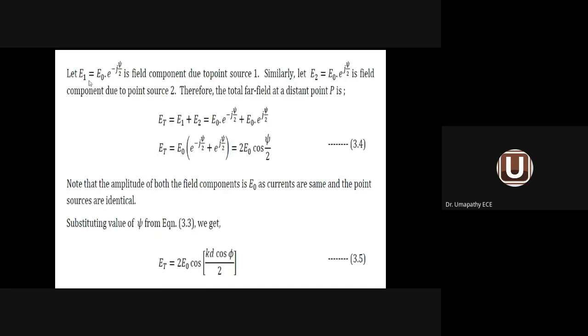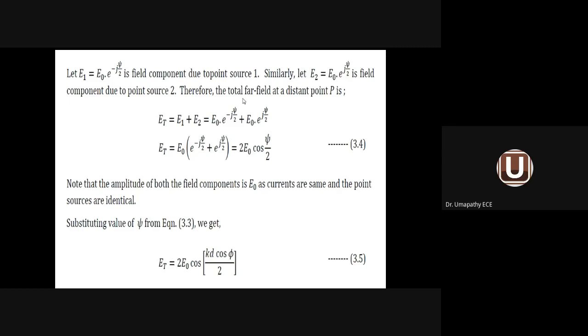Now let us assume E1 is the field strength from the first source and E2 is the field strength from the second source. From the first source, you will get a negative sign because it starts from the negative side, so E1 equals E0 e power minus j psi by 2. This one starts from the positive side, so E2 equals E0 e power j psi by 2. Here negative, here positive; the amplitudes are the same and they have the same phase, but since it starts from the negative side, it has a minus sign, and here it is a positive sign.